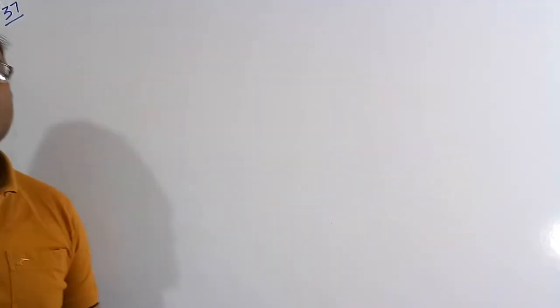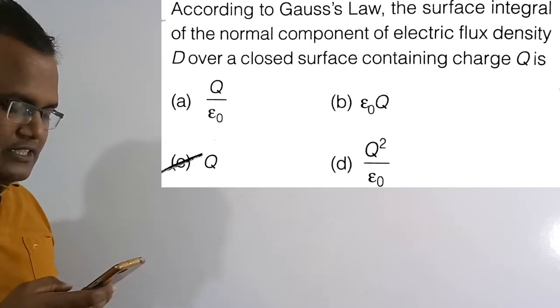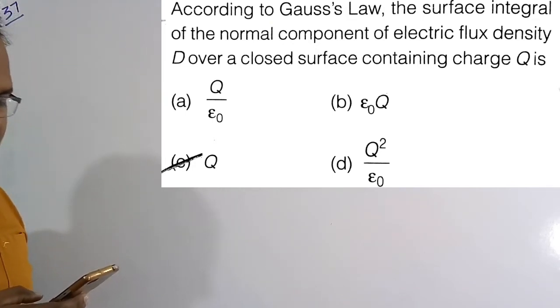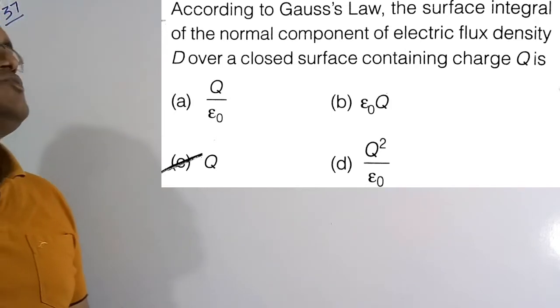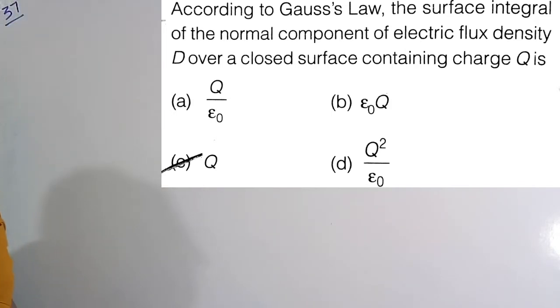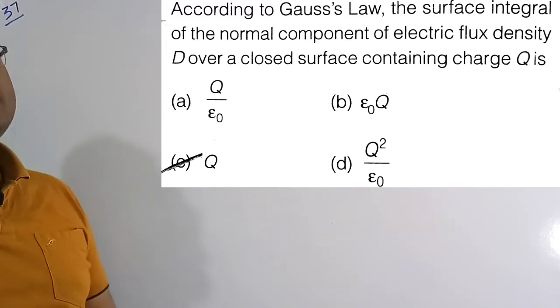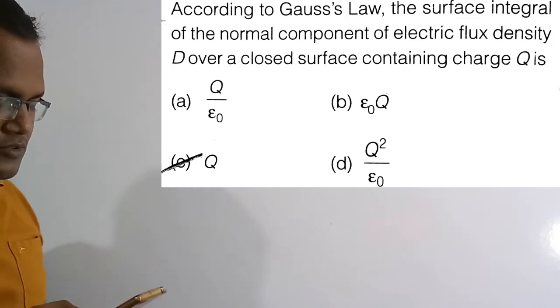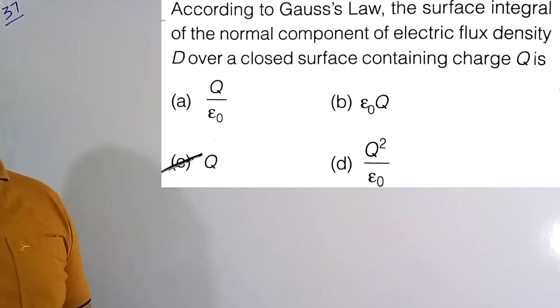So now we are going to solve the 37th question. See the question here. According to Gauss law, the surface integral of the normal component of the electric flux density D over a closed surface containing the charge Q is equal to what? In this question they are asking what the surface integral of the normal component of the electric flux density over that closed surface is. Out of these four options, option C is the correct solution of this question. Q is the charge enclosed by that surface.